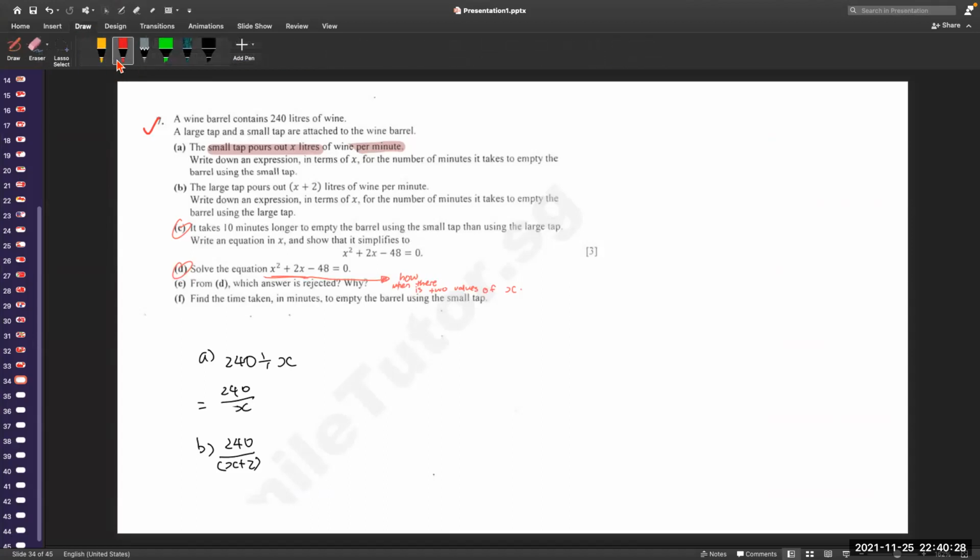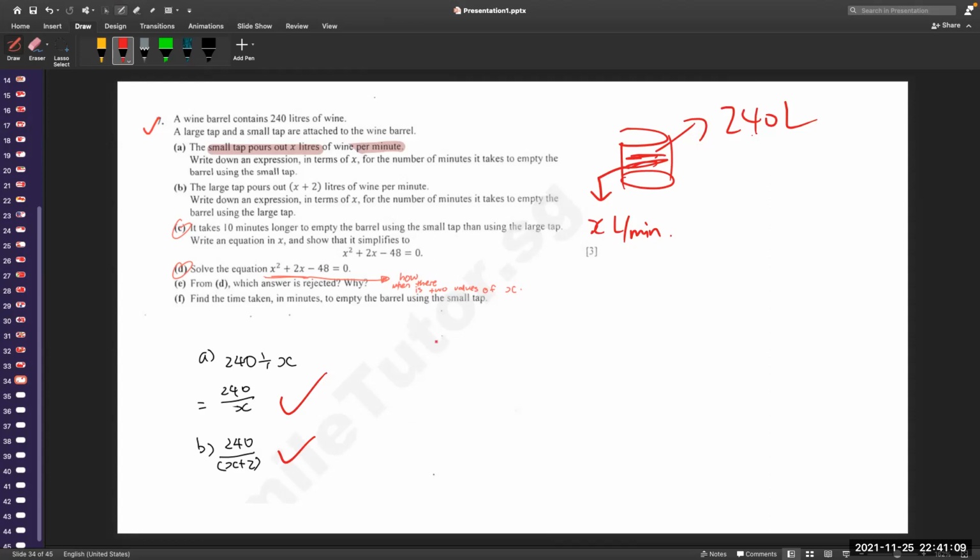Let me look at part 1 and part 2. So a small tap pours out. You have a barrel of wine, and this barrel is 240 liters. A tap pours out X liters per minute. So write down the number of minutes it takes. It's 240 divided by this X. And this is 240 divided by x plus 2.